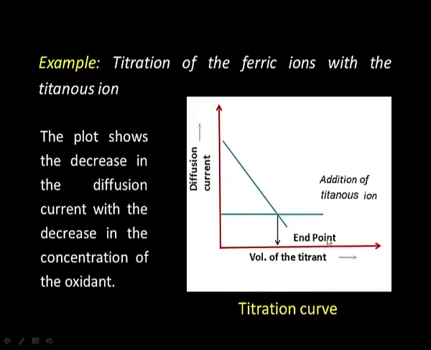So, let us now consider the example of ferric ions against titanous ions. In this case, our titrant is titanous ions, and if we plot diffusion current against volume of the titrant, we can see here that the diffusion current is continuously decreasing, and at the end point it becomes finally constant and we start getting almost horizontal straight line. The intersection of the two linear segments gives us the end point. That means the plot shows the decrease in the diffusion current with the decrease in the concentration of the oxidant. Let us now come to biamperometry.